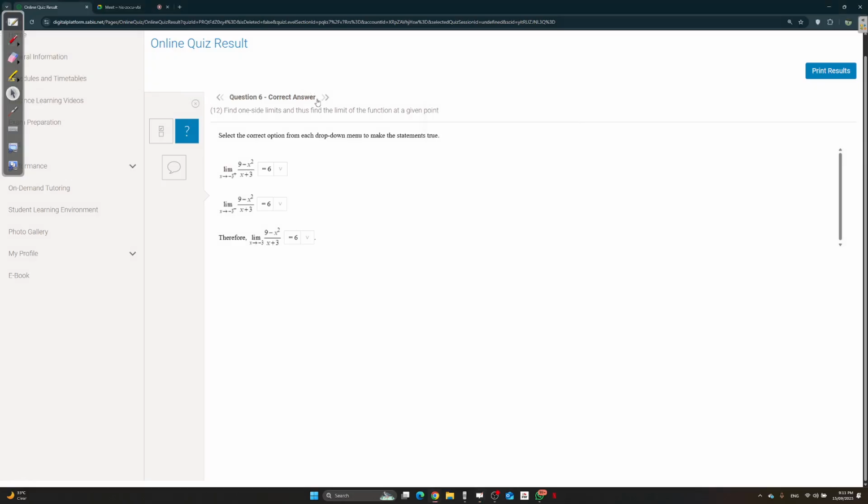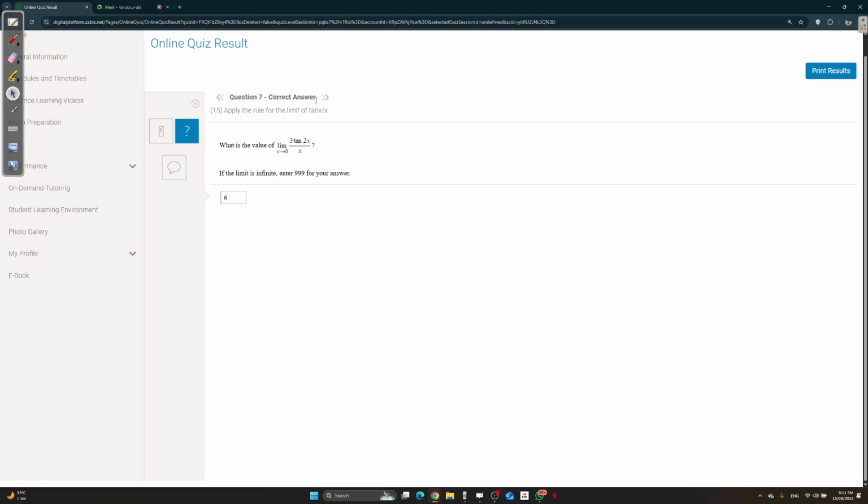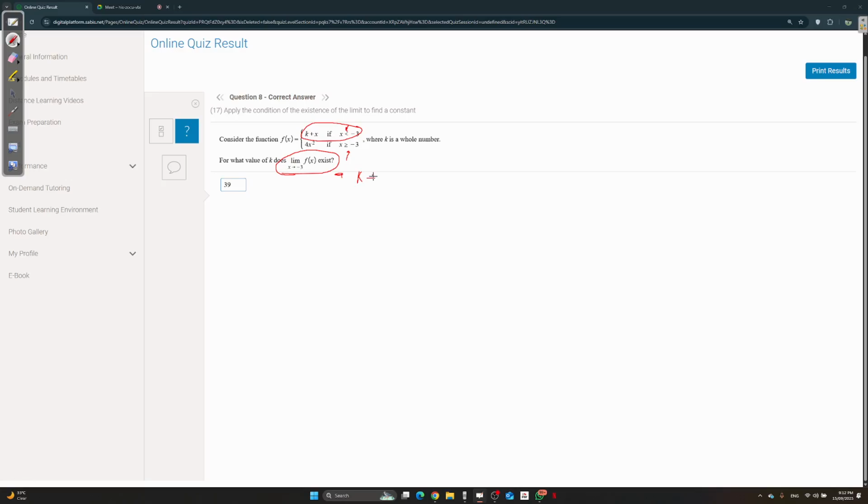Anyways, question 7. I'm going to skip this. 8. We did this before. I'll do it fast. For the limit to exist, the left limit should be equal to the right limit. So substitute -3 here. You're going to get k plus x. X we said is -3. Here, substitute -3, you get 4 times 9, because -3 squared is 9. 36. So we agreed that these have to be equal to this. So k minus 3 has to be equal to 36. So k is 39. Easy peasy.